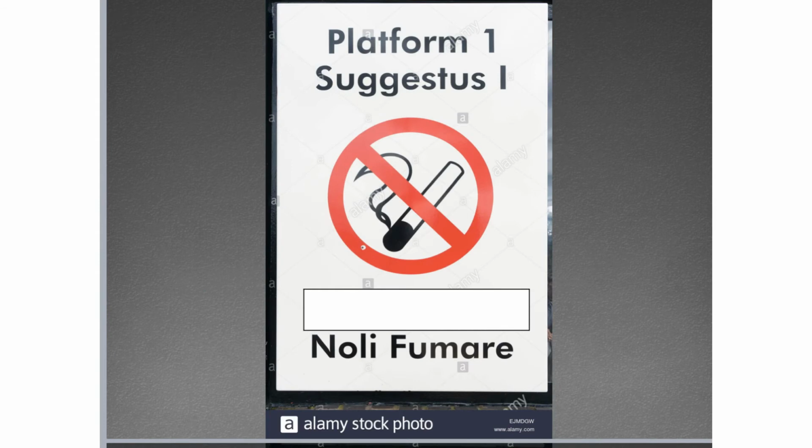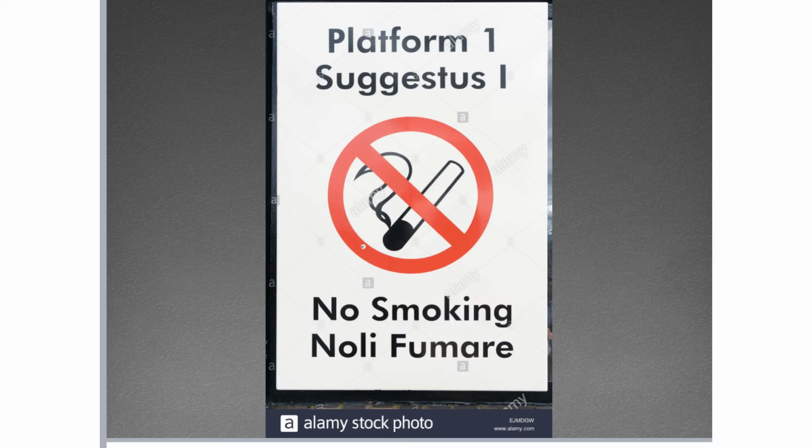Then we get a fun real-world example, or pseudo-real-world example. Apparently this is on a train platform in England, which I thought was kind of cool. But anyway, given the context, I'm sure you can figure out what noli fumare means. I'll give you a second, but I think you probably get it. No smoking, or a little more literally, don't smoke. So there's noli, the imperative of nolo, and there's the infinitive of to smoke. So don't smoke.